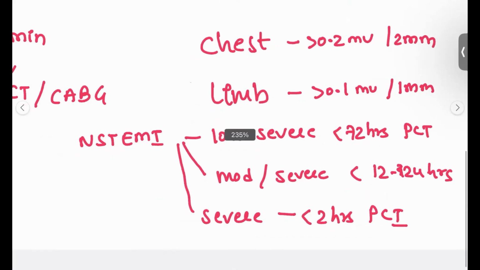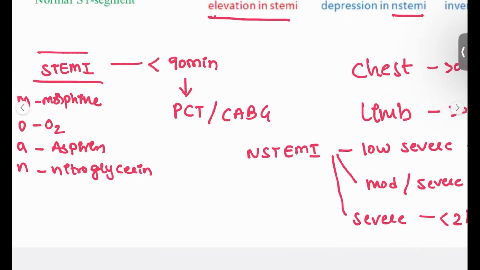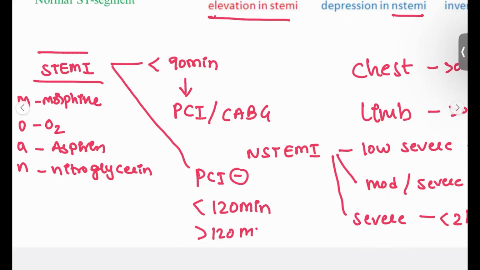Let's say that the patient is not in a PCI center. What can you do? If the PCI center is not available, you have to shift the patient within 120 minutes to the next nearby PCI center and do this intervention. In the meanwhile, you can go ahead with the patient's treatment. If it is more than 120 minutes, then we can do thrombolysis.